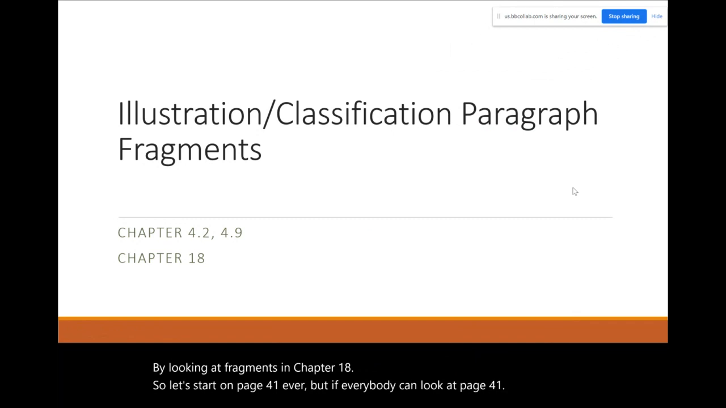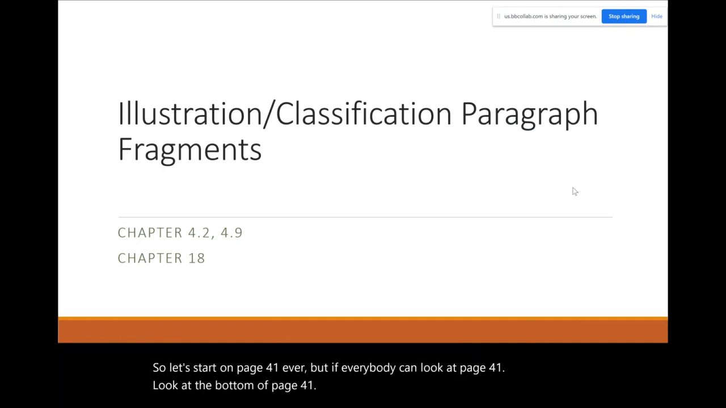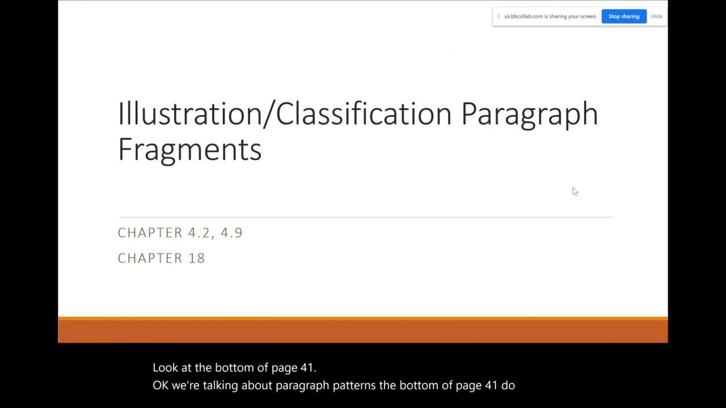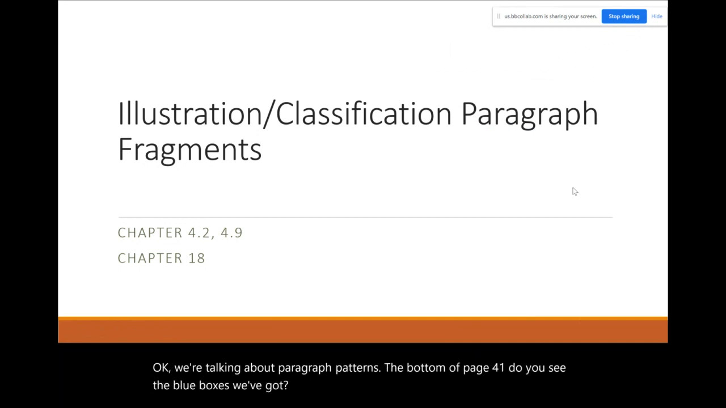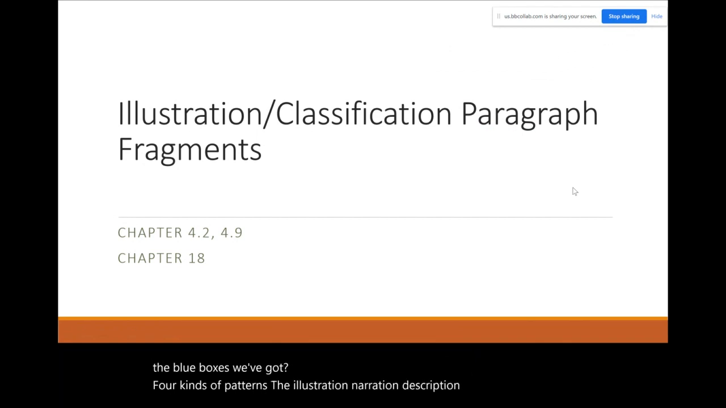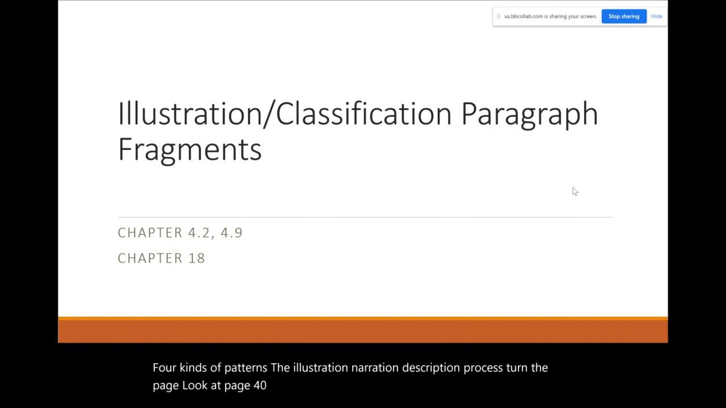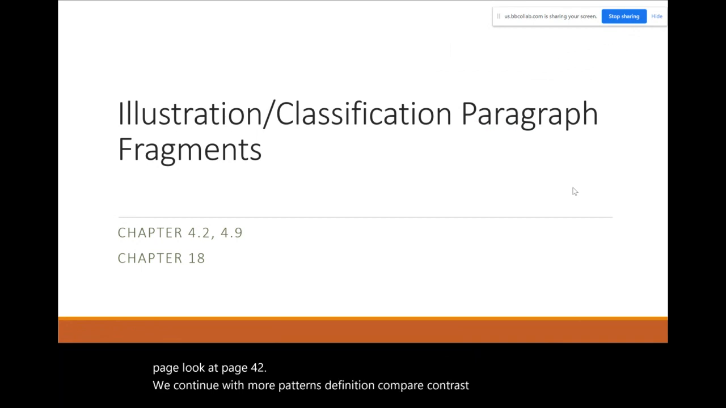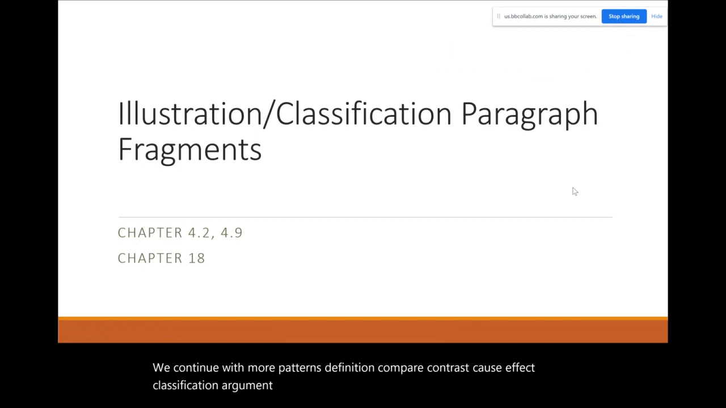Look at the bottom of page 41. Okay, we're talking about paragraph patterns. The bottom of page 41, do you see the blue boxes? We've got 4 kinds of patterns: the illustration, narration, description, process. Turn the page, look at page 42. We continue with more patterns: definition, compare, contrast, cause, effect, classification, argument. Each one of these represents a different style of paragraph, a different kind of paragraph, okay?